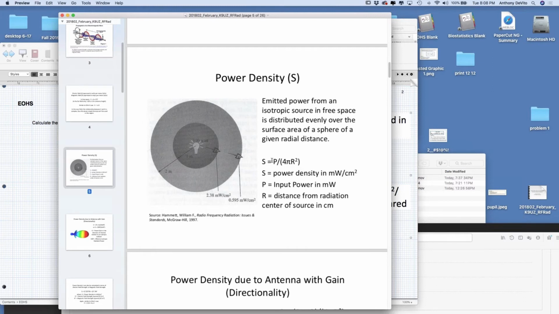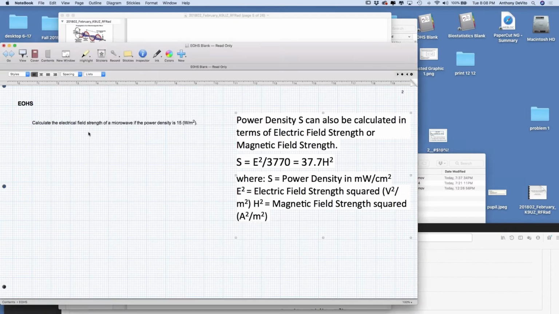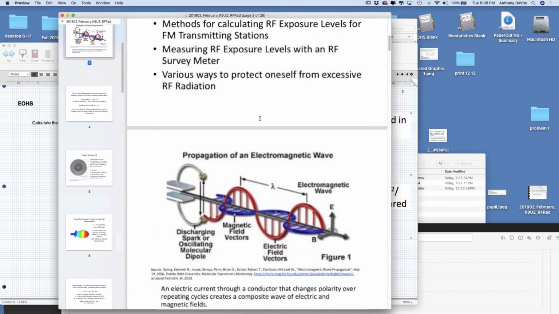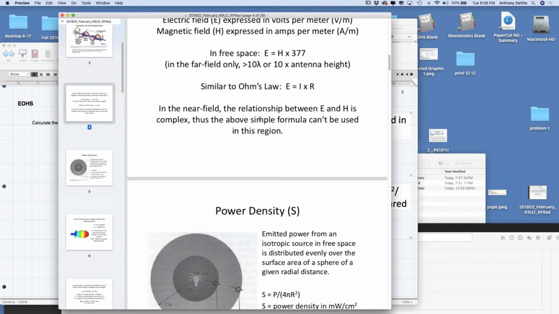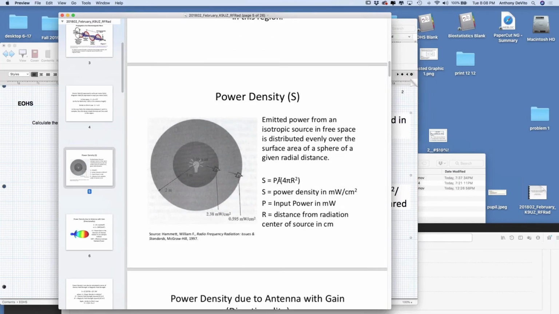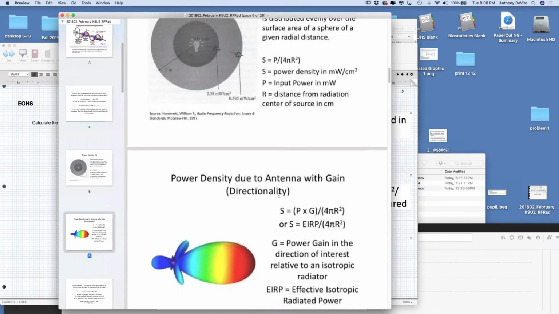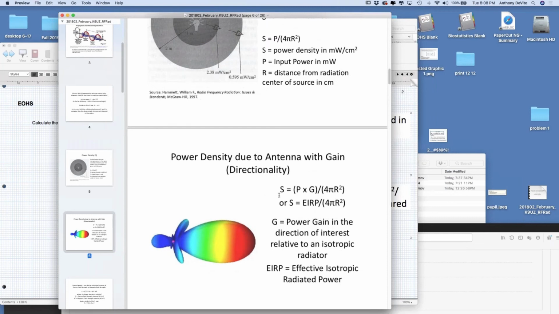So in this particular problem, we're interested in finding the electrical field strength of a microwave. Its power density is 15 watts per square meter. In this case, we're being given the power density, so we don't have to worry about the size of the sphere, the area. For instance, power over the area of the sphere is the power density. We don't have to worry about that because we're given that power density, S, already. So that's already been determined for us.